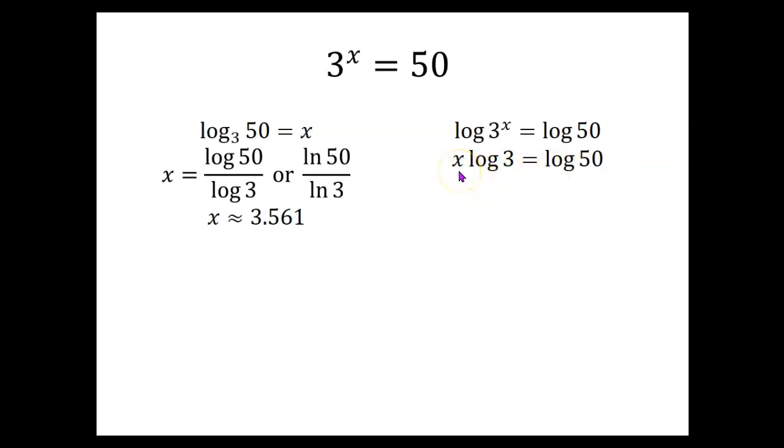Now what if we want x by itself? Right now we have x times something else, so divide both sides by the something else, and we get x equals the log of 50 divided by the log of 3. So again, same thing, it ends up being 3.561.